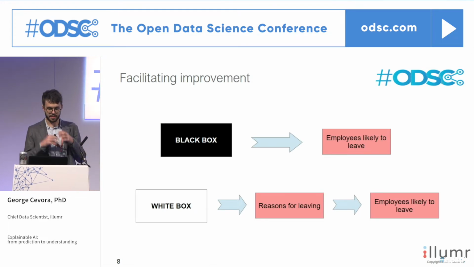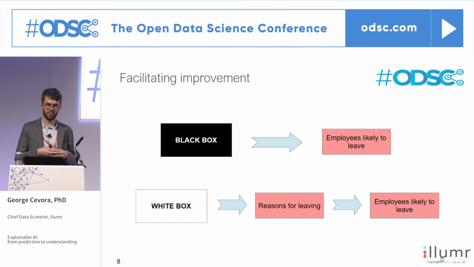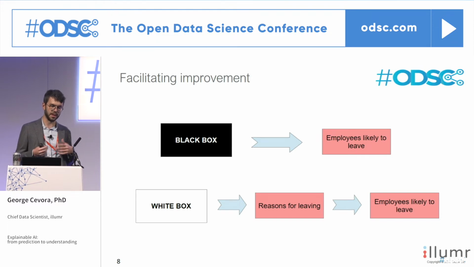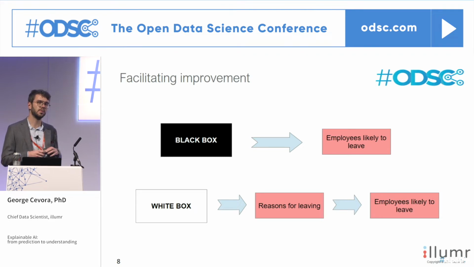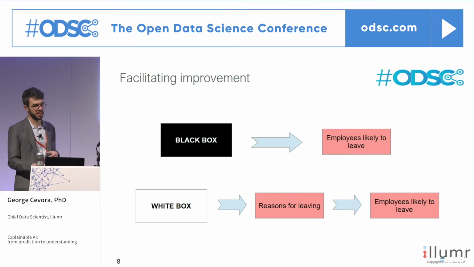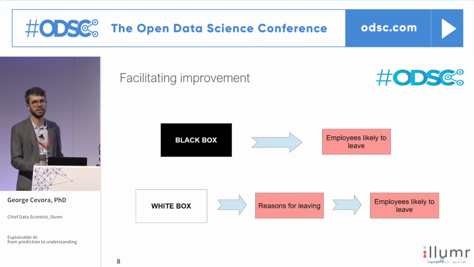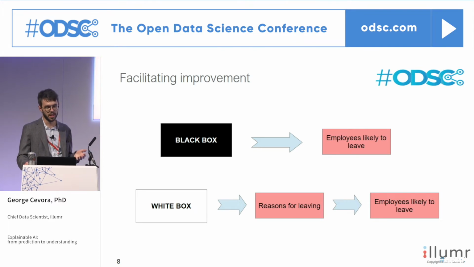The other, and this is actually very theoretically interesting for me, is facilitating improvement. If you have a black box model that predicts, let's say we are dealing with HR now, whether someone will leave the company or not, that's great. It will label those employees, but what do you do with them? Do you fix the problem? No, because you don't know what the problem is. You only know that they are likely to leave.